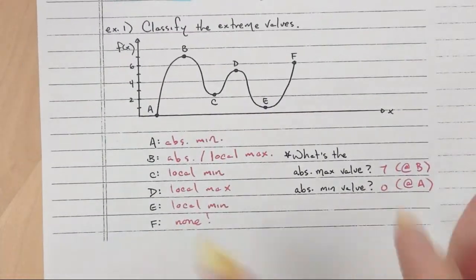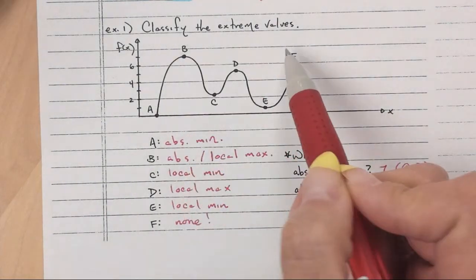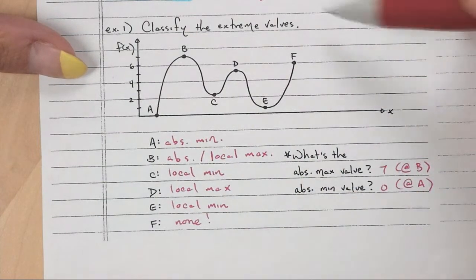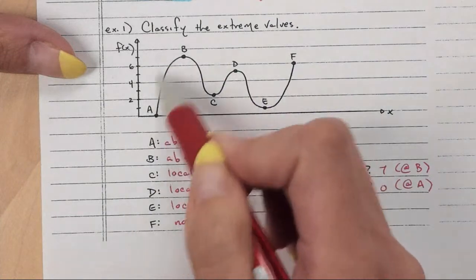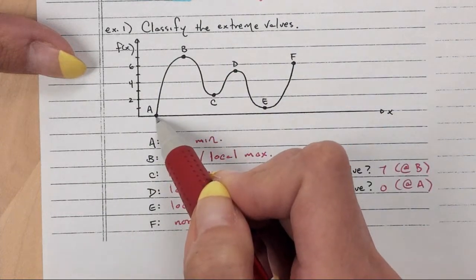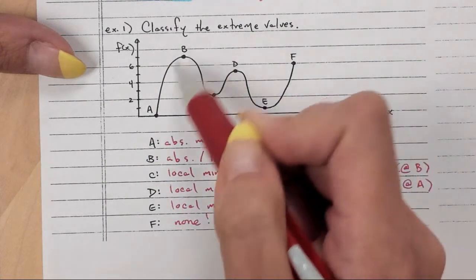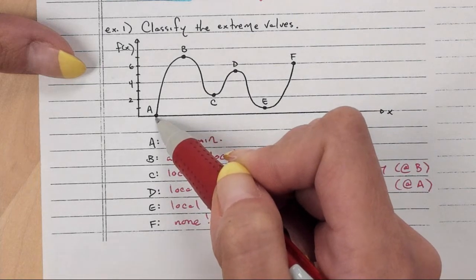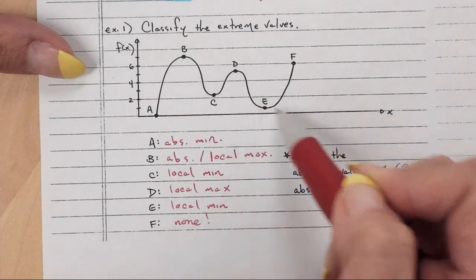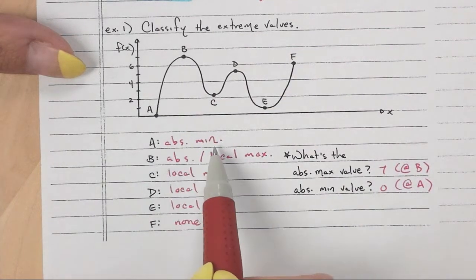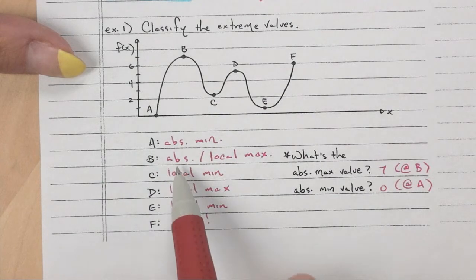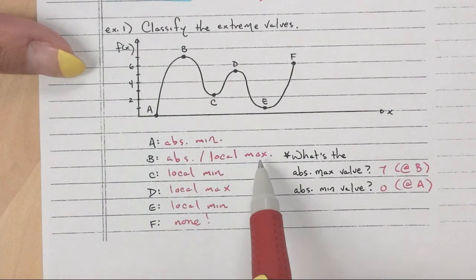So I'm going to show you this picture over here, just so you can see kind of what we're talking about. You can fill it in right now if you want. So, classifying these extreme values, and then we'll go back up and look. Our absolute minimum value of the function f, since it's only from here to here on the x-axis, would be at point A. And our absolute maximum value would be here at point B. So A, we say, is an absolute minimum. B is an absolute and a local maximum.